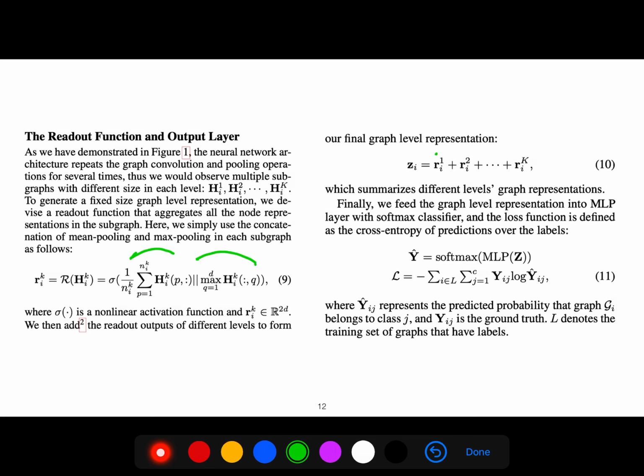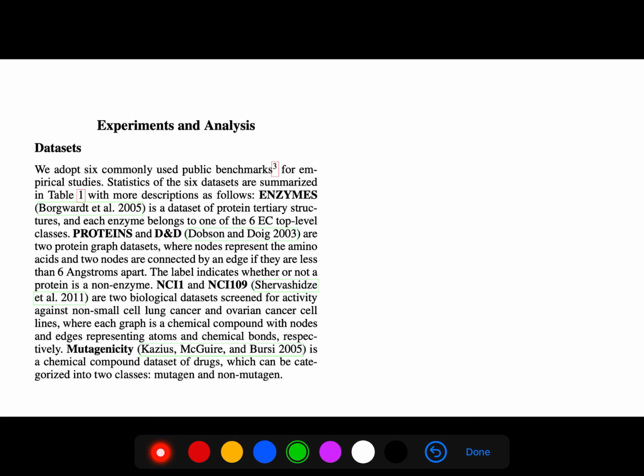Once we have a readout, you get all of the, because you need to have a graph level representation. So why not simply summing all of these readouts to get the graph level? Once you get the graph level representation, then it's a simple classification, simple cross entropy loss, and you can backpropagate to adjust your learnable parameters.